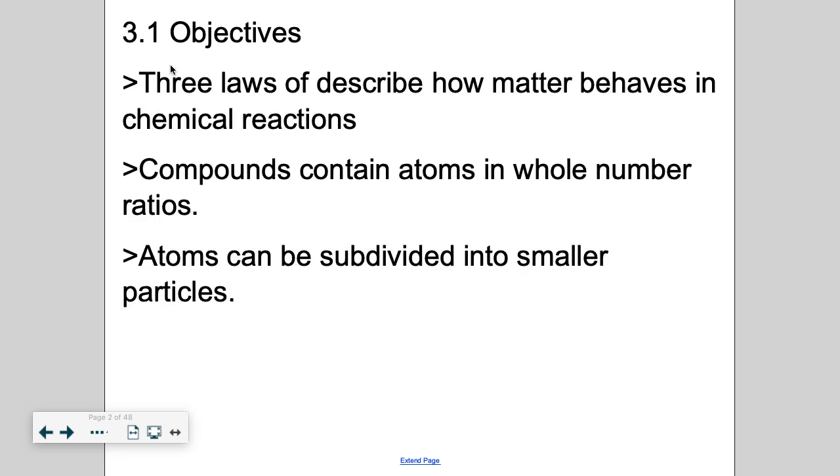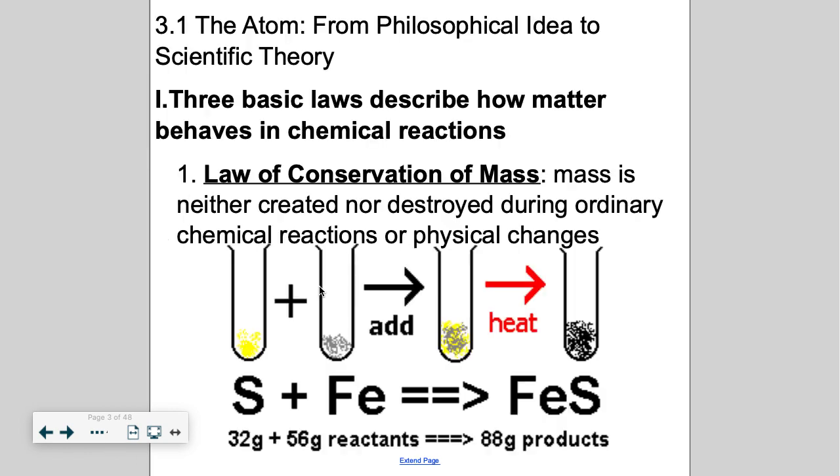So 3.1 is going to focus on the atom from a philosophical idea to scientific theory. So I'm going to describe 3 laws that talk about how matter behaves in chemical reactions, discuss compounds and how they contain atoms in whole number ratios, and then talk a little bit about Dalton's atomic theory and how atoms can be subdivided into smaller particles.